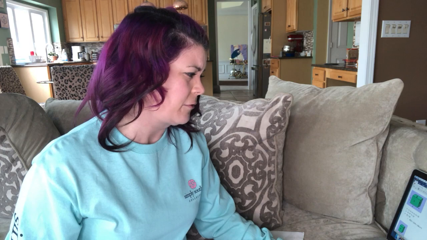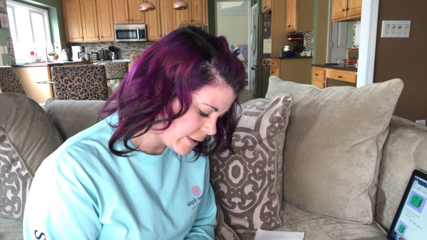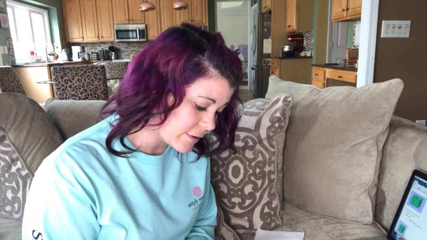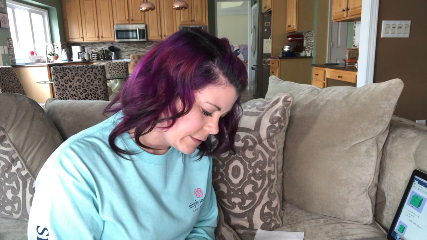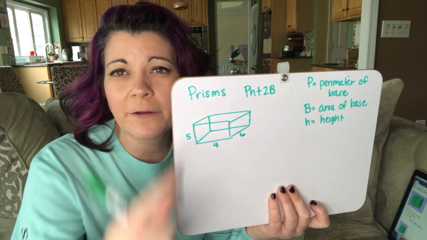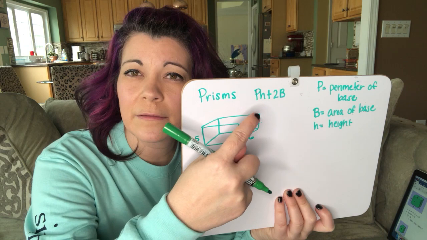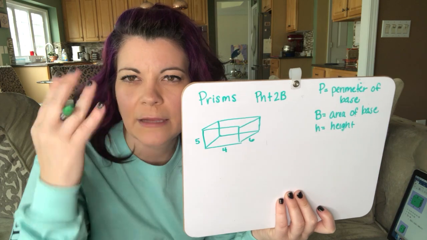Don't make fun of me because I'm not a very good drawer. So if I had a prism, let's say a rectangular prism, and all prisms are named after their base. So a rectangular prism, you're looking for the rectangle of the prism. So the base is a rectangle, obviously. So in this case, I want to find the perimeter of the base, and then the area of the base as well, and the height. Not the height of the base, the height of the figure.